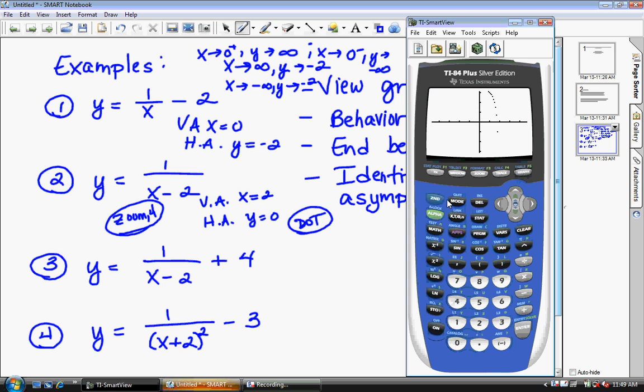And graph. Now, this is where the ZDecimal window is not going to help us too much, because why? We know we have a vertical asymptote at 2, but we have a horizontal asymptote at 4. And if you look at the ZDecimal window, it only goes from negative 3.1 to 3.1. Now here's a neat thing you can do. You can do multiples of these values and still get a good window. Like instead of negative 3.1, I can enter negative 6.2.